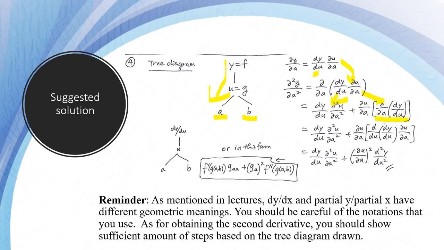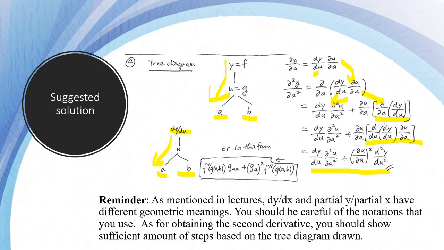For the second part, we also need to draw a tree diagram to find the second derivative. Then we have dy over du, which is a function of u, and u is also a function of a and b. Then we can get this, and finally we can get the result.